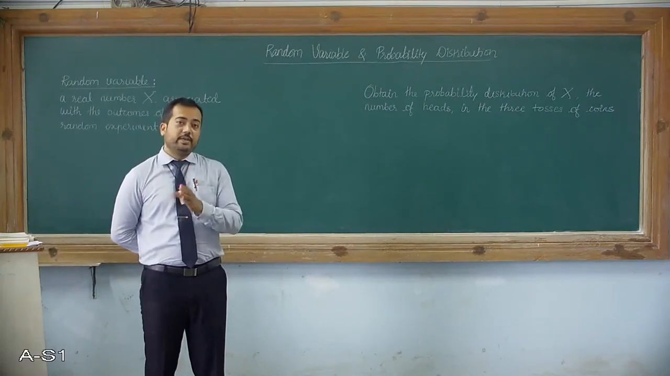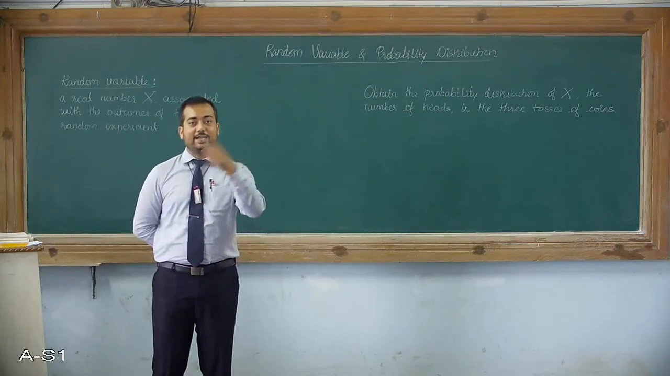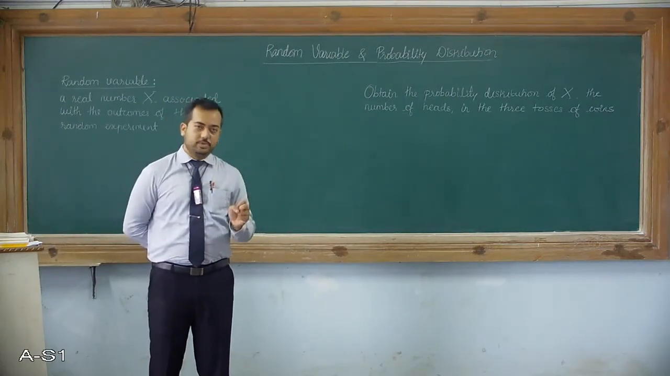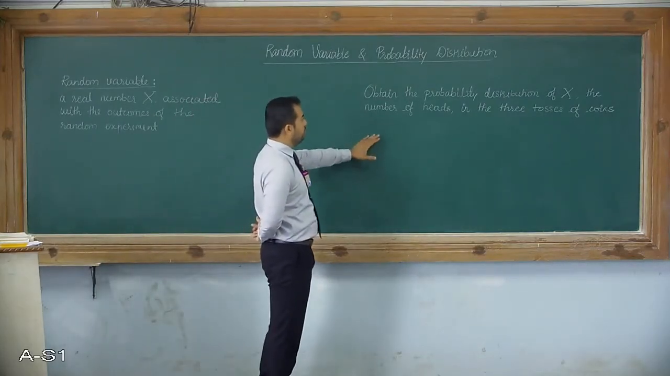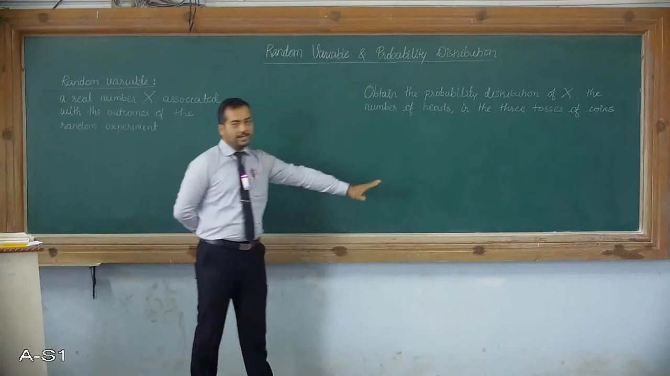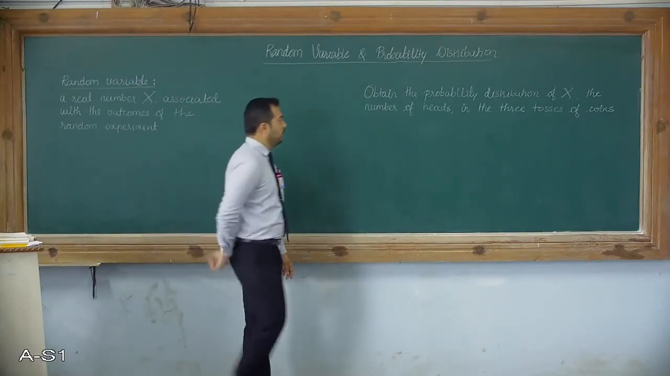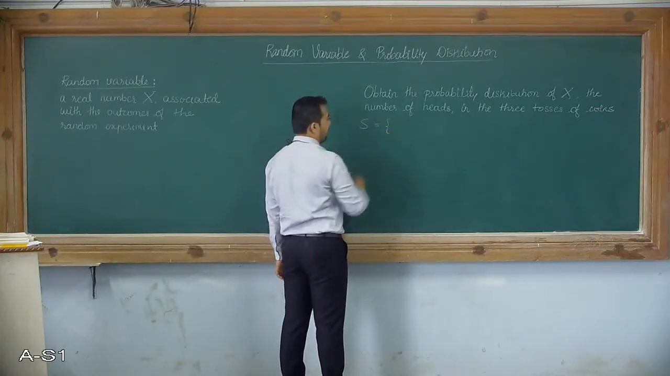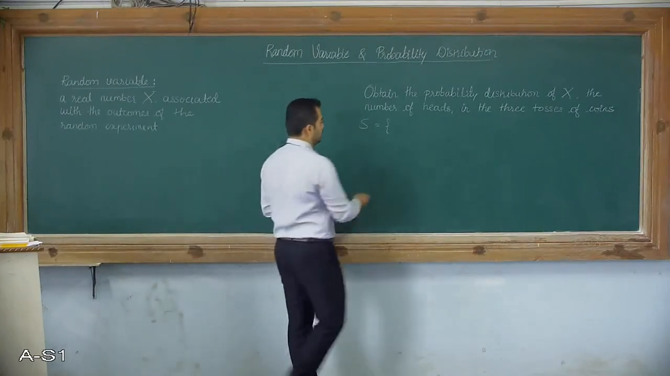Now we will be covering all the possible outcomes of that entire random experiment, and that will form a probability distribution. Now here we need to form a probability distribution of x, where x is the number of heads in the toss of 3 coins. Now how will you write the sample space for it? Every coin has got only 2 outcomes. So it is like this.